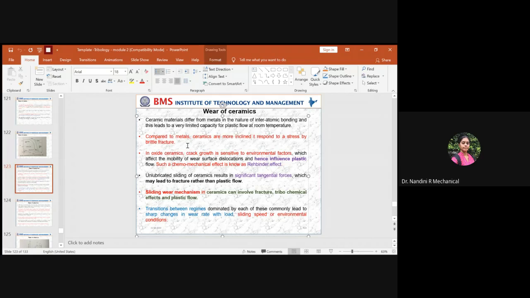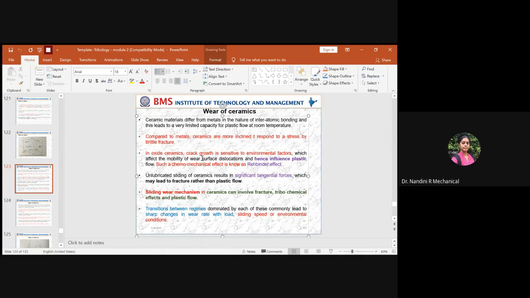So the next point in comparison to metals is that ceramics are more inclined to respond with respect to time to the stress to which they have been subjected. Mainly they fail due to brittle fracture. So this is the difference. In the case of ceramics, if any crack penetrates, it is totally a brittle fracture which comes into the picture, and it responds with respect to the time factor for the stress applied. So this is the second concept you have to understand.